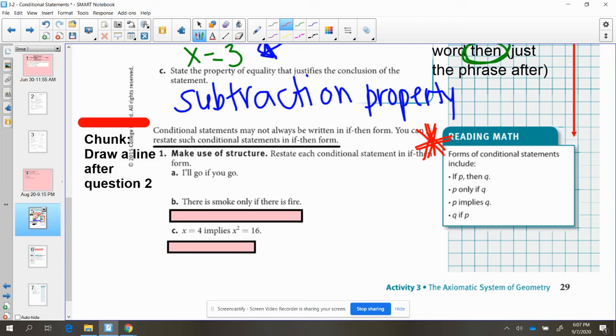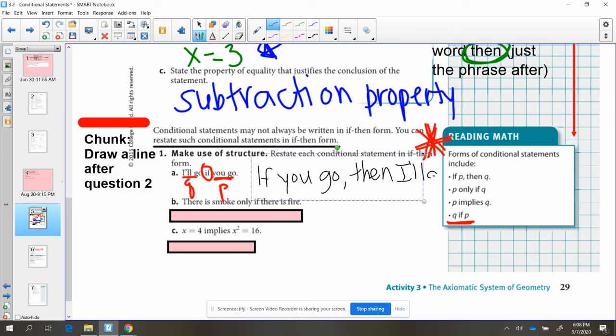So for instance, notice here it says, I'll go if you go. Notice when it's put that if in the middle there, it's going to be Q if P. So this is actually going to be the Q, the conclusion. The part, again, after the if is the hypothesis. So to rewrite this as a conditional statement in if-then format, we would write if you go, comma, then I'll go, that Q portion, okay?